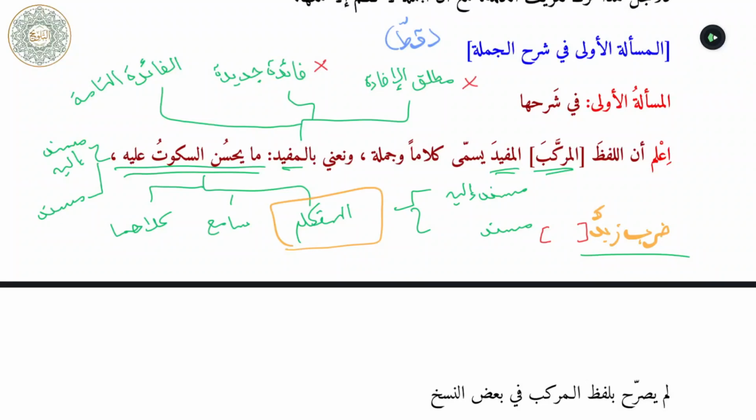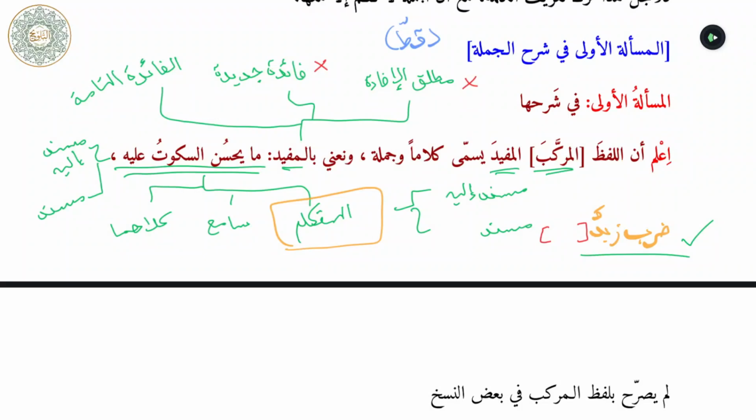They don't actually care if it gives you new information or not. Because we said we don't want faidah jadida, right? That was Ibn Malik's opinion. They don't actually care if you're still waiting for further information. All they care about when they say ma yahsunu sukutu alay is that it conveys a full meaning in so much as there is a musnad ilay and a musnad. There is a subject and a predicate. And in daraba zayd, that is found.